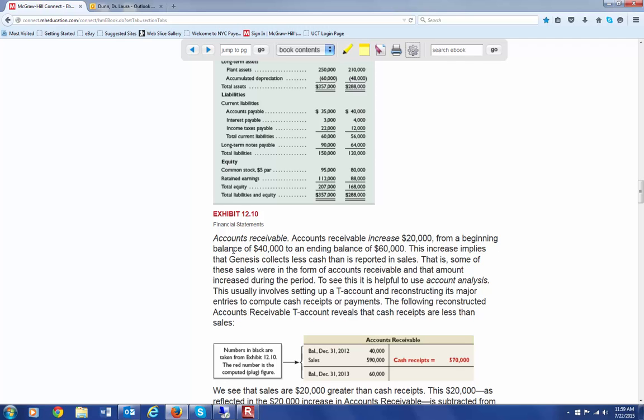Alright, so this increase implies that Genesis collects less cash than is reported in sales. That is, some of these sales were in the form of accounts receivable, and that amount has increased. So the people still owe you the money. They haven't paid you yet, so you don't actually have that $20,000 in cash.